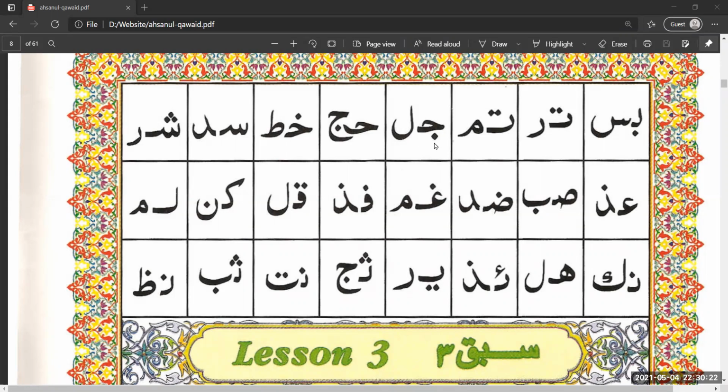Next word is jim, lam, jel. So notice we're not saying jim, lam because that's the names of the letters. We're using the sounds. So ja, la, jel. Next one, ha, ja, hajj.